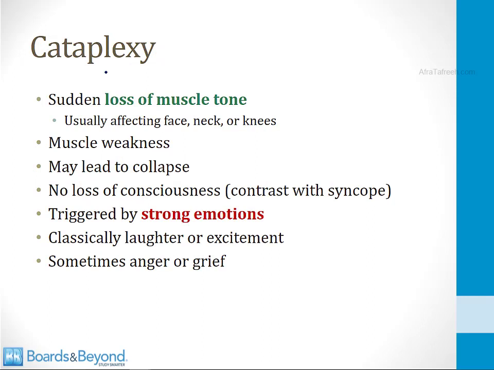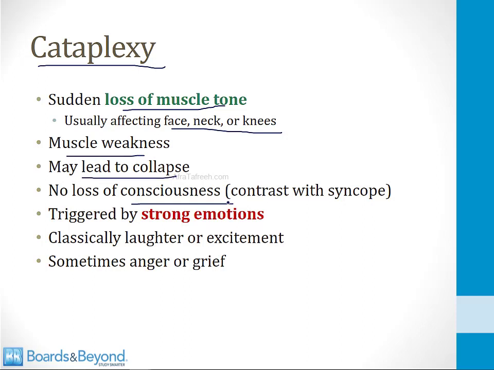Another feature of narcolepsy that is sometimes seen is called cataplexy. This is a sudden loss of muscle tone. It usually affects the face, neck, or knees. Basically, it's like the patient going into REM sleep suddenly during the day, where they lose their muscle tone just like you do during REM sleep. The muscles can become weak and it can sometimes lead to collapse. However, there's no loss of consciousness. That makes it different from syncope. When patients have syncope, they lose consciousness. In cataplexy, patients just suddenly fall to the ground and are still fully conscious. This is classically triggered by strong emotions. Classically, it's laughter or excitement, but sometimes it's anger or grief.